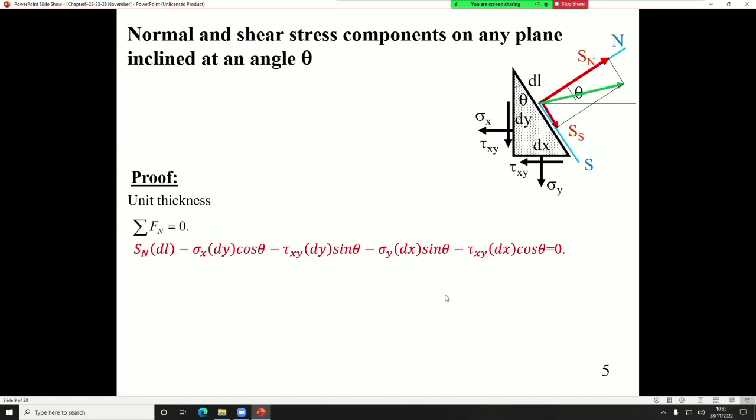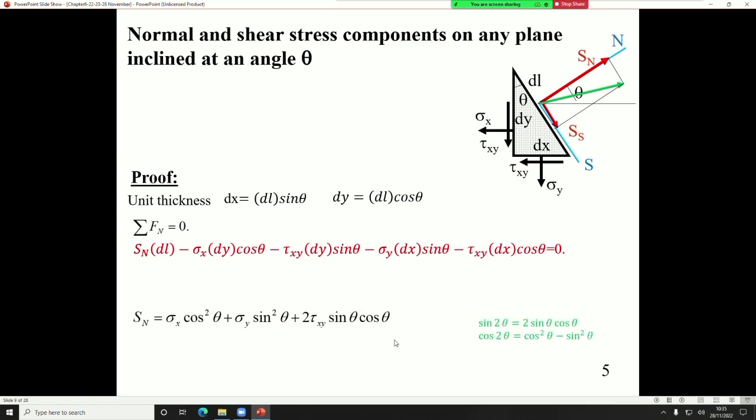So if I do that, and then here, I can say dx is equal to dl sine of theta, dy is equal to dl cosine of theta. dl can be eliminated from both sides. So from there, I can say the normal stress acting on this plane is equal to sigma x cosine squared of theta plus sigma y sine squared of theta plus 2 tau xy sine theta cosine of theta. And since we have these two trigonometric relations, I can say Sn can be written in terms of these stress components using the angle theta. So this theta is the only variable in this equation. It means I can have numerous values for different planes passing through this point at different angles.